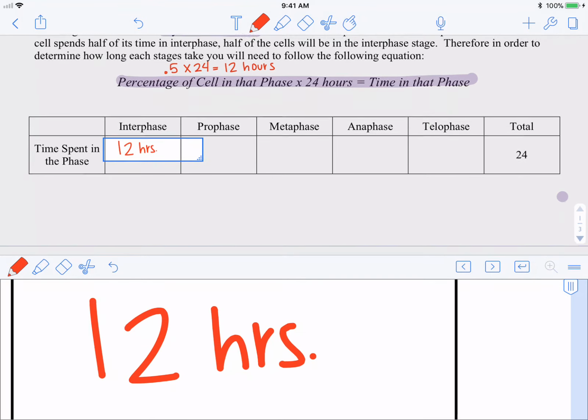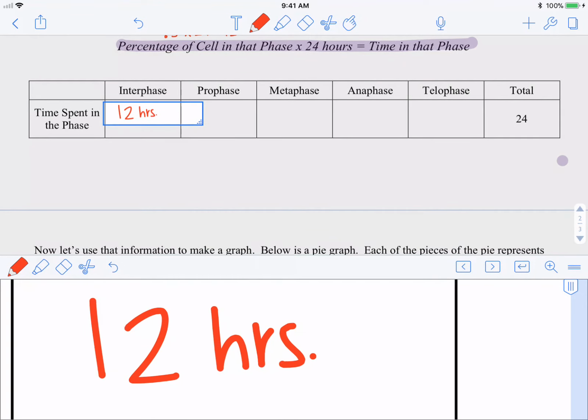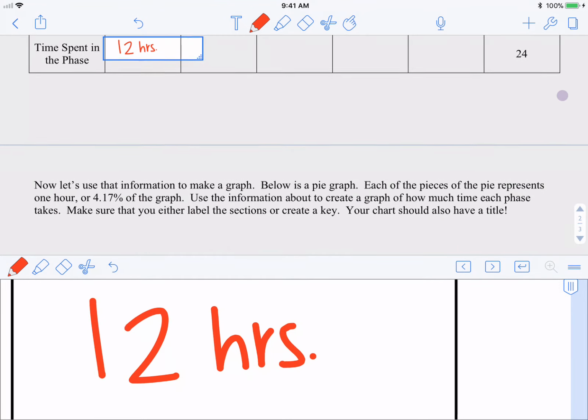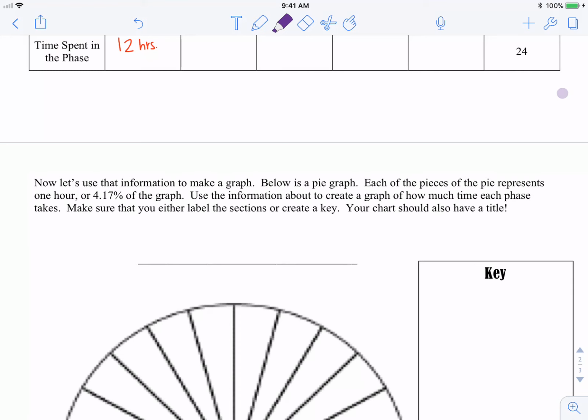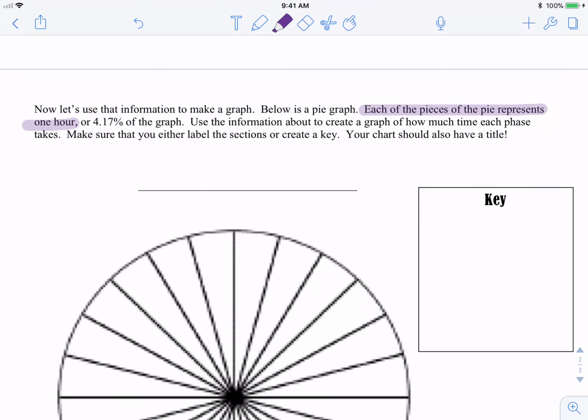All right, so what are we going to do with this information? Well, because we're scientists, we're going to graph it. We're going to make a pie graph. Important information to note in this is that each piece of the pie represents 1 hour. So if interphase takes approximately 12 hours, that means 1, 2, 3, 4, 5, 6, 7, 8, 9, 10, 11, 12 of those pieces are going to be devoted to interphase.